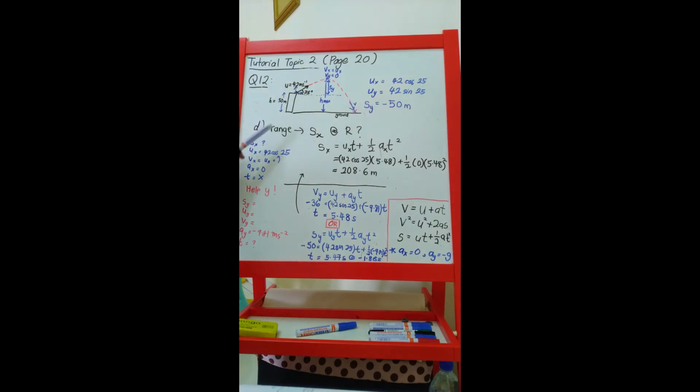So D, it asks you for the range. Range simply means this part. I'm just going to show you. Range is a horizontal distance. So range.